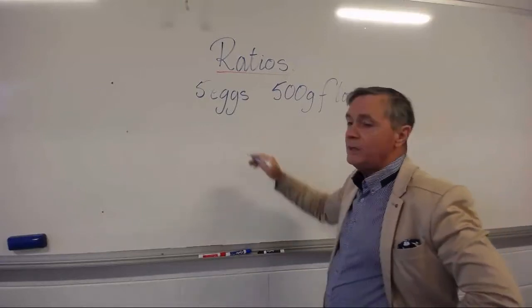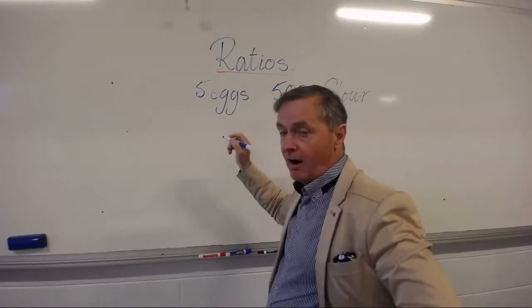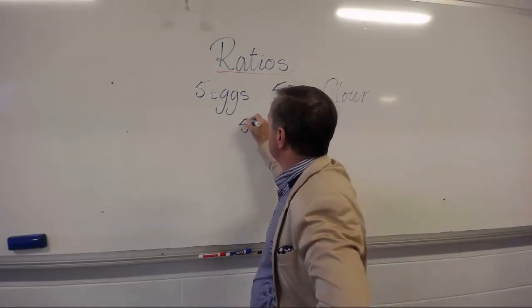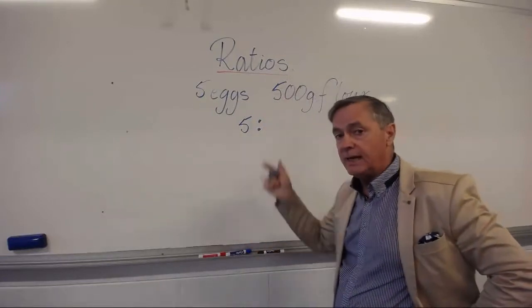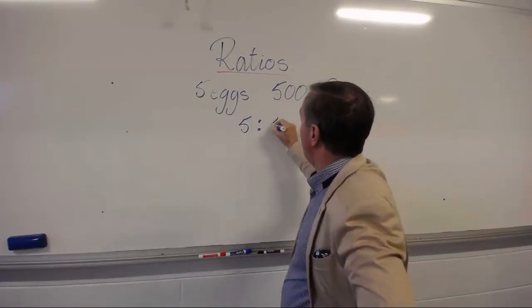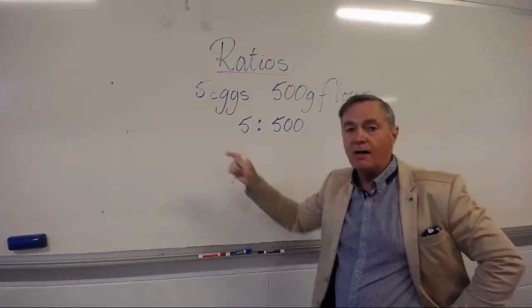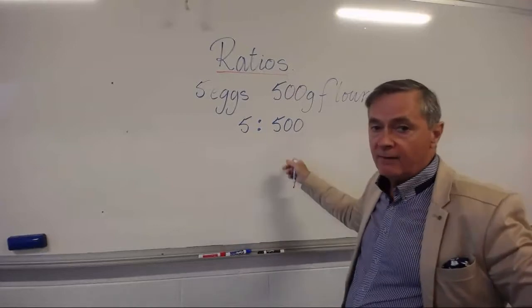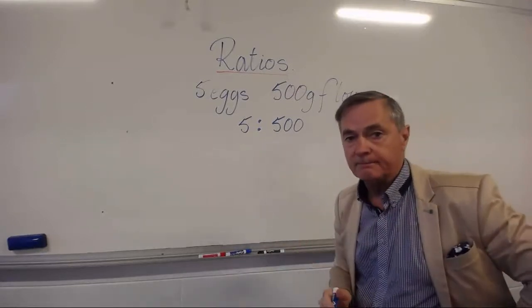When we write it as a ratio, we would write it this way. 5 is to, and notice what we say, and the colon is to 500. So we've got a ratio of 5 is to 500. For every 500 grams of flour, we have 5 eggs.